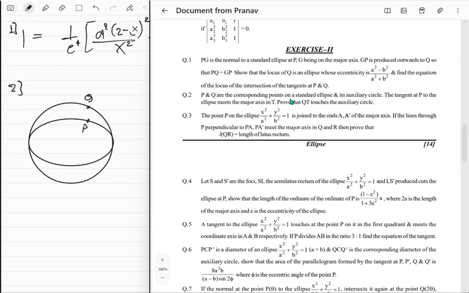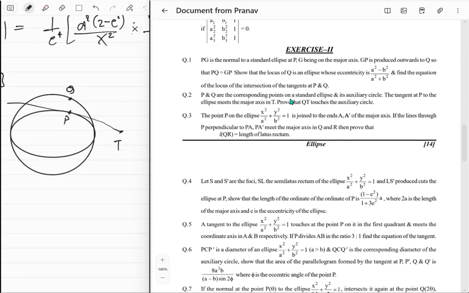Tangent at P meets the major axis in capital T. Okay, it's going to meet at capital T. Prove that QT touches the auxiliary circle. So that is basically like this. The point of contact from here to here is touching at Q. Why is that the case? Really, that's like saying that from here to here, this slope is perpendicular to that slope. We'll see what we get.